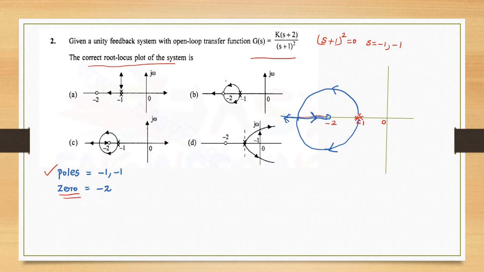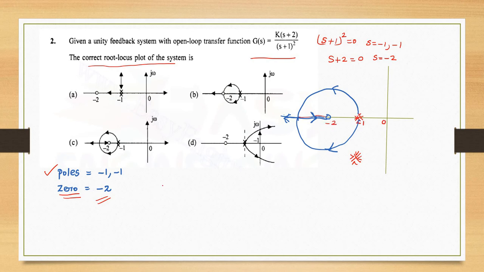Next, zeros. How many zeros are there? Numerator polynomial equal to 0. There is only 1 zero. S is equal to minus 2. Now I am going to mark here the minus 1 repeated poles. So I have to mark the poles like this. This is the way of representing the repeated poles. And then the zero, that is at minus 2.